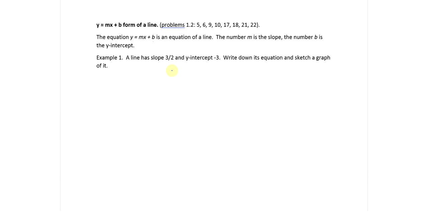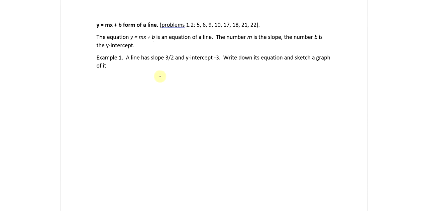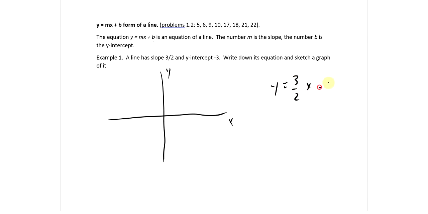So, here's an example. A line has slope 3/2 and y-intercept minus 3. Write down its equation and sketch a graph of it. So, we'll go back to black. We'll put in our x-axis and our y-axis, and that's where we will graph our line. What's the equation? Well, they tell you what the slope is. Slope is 3/2. That goes there for m. Y-intercept is minus 3. That goes in for b. So y equals 3/2 x minus 3.